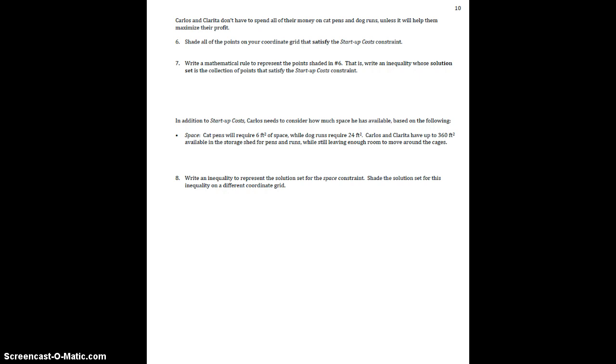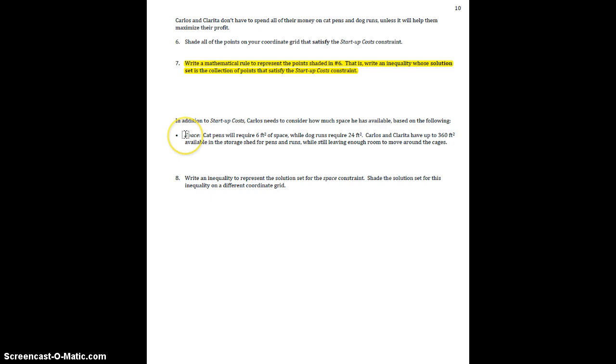Once your class is done with that, I'd like you to, as a class, write a mathematical rule that represents the points that you shaded in number 6. So this should be an inequality whose solution set is the collection of points that satisfy the startup cost constraint. And once your class is done with that, I'd like you to jump right in to looking at the space constraint with your group. Okay, so this is going to be a group thing after the class writes the inequality here.